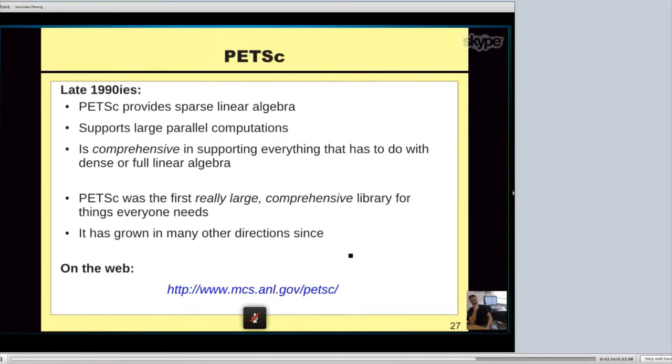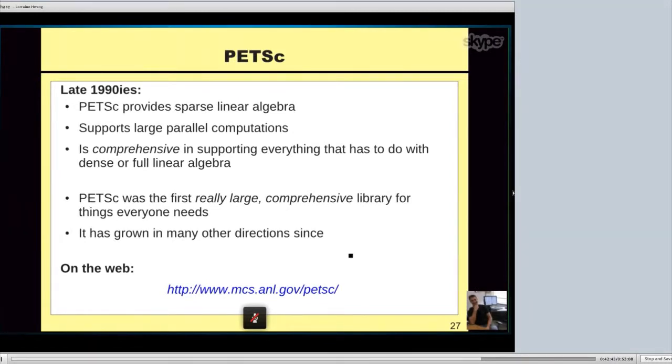In the meantime, in these almost 20 years that it exists now, it has grown into many other directions. So PETSc today has nonlinear solvers, and it has eigenvalue solvers, and has interfaces to every single package you can think of in the world. So it's grown in many other directions, but I think the thing that PETSc still stands out for is the comprehensive support for large parallel computations with sparse linear algebra.